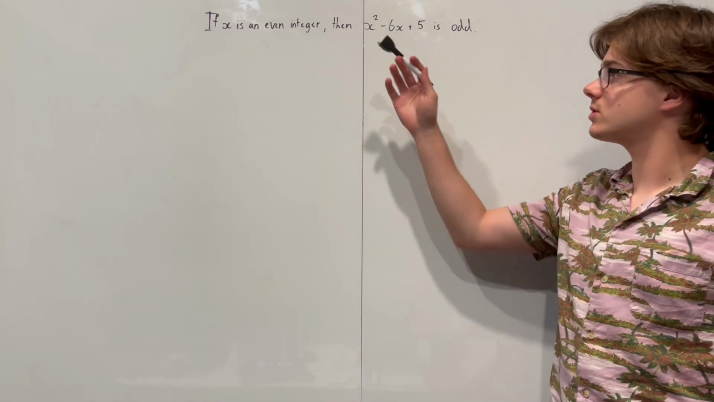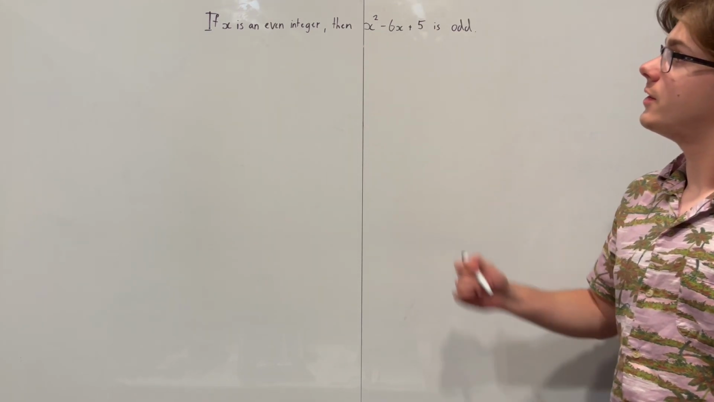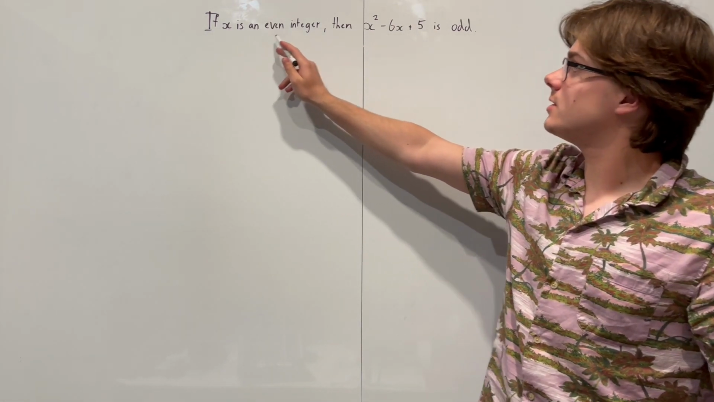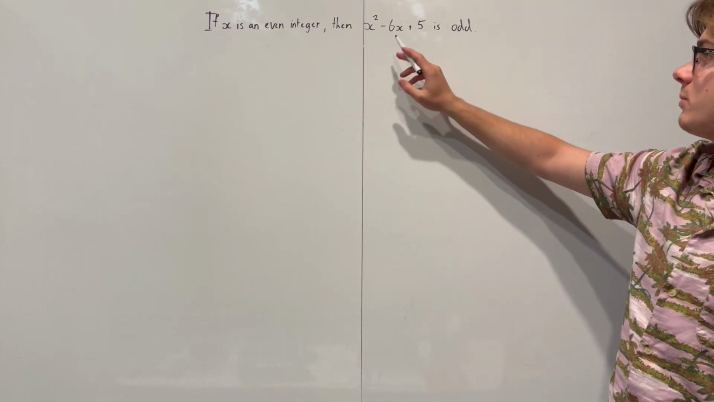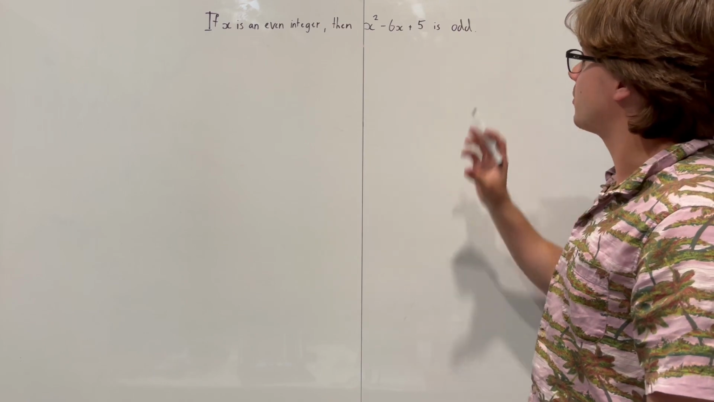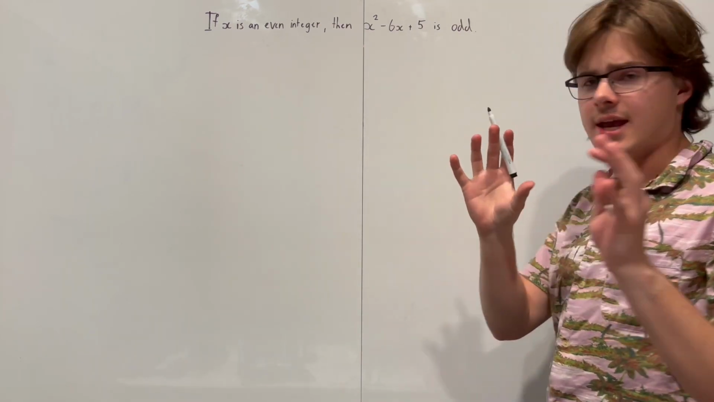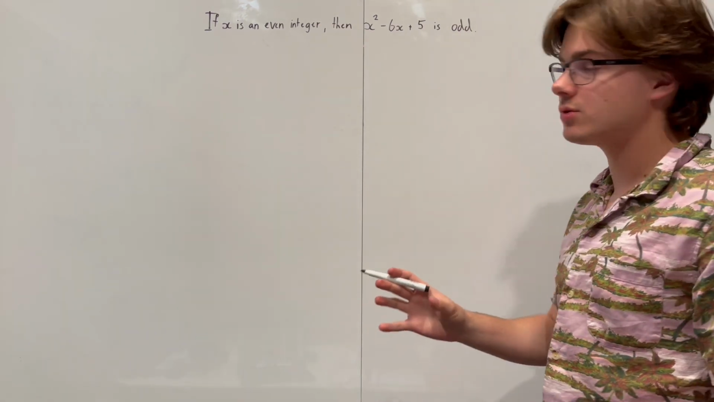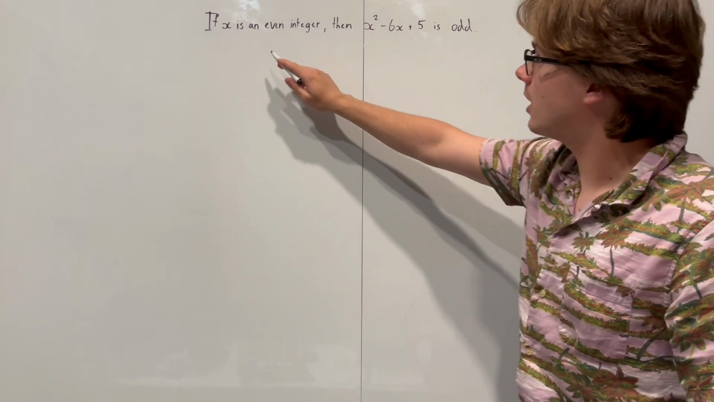All right, so let's do some more difficult proofs now. Now we're going to show that if x is an even integer, then x squared minus 6x plus 5 is odd. So let's first look at our proof, do some cases. Let's give some examples, right? So let's try some even integers.